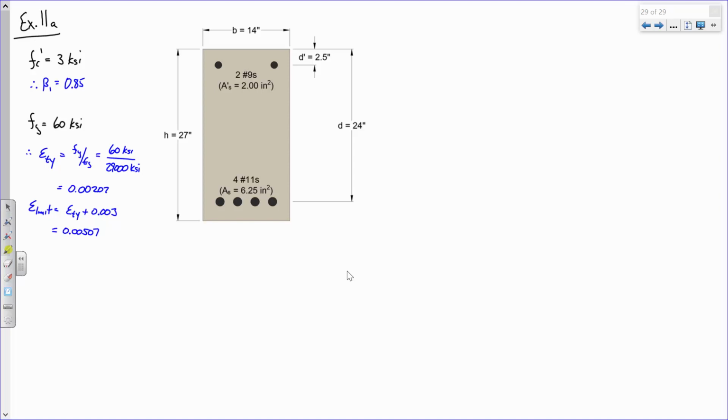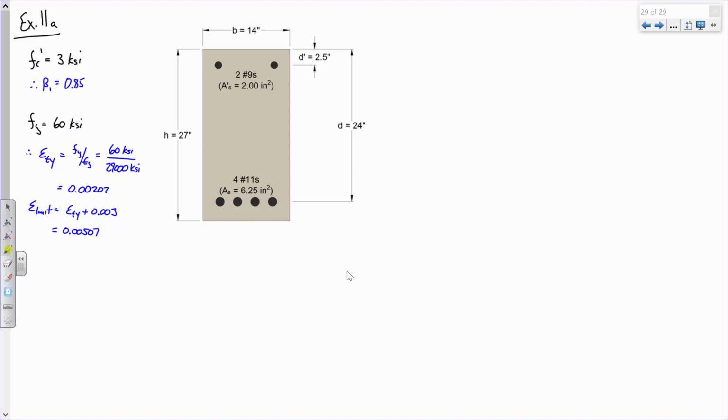Everybody with me so far? Okay. Now, the way that you analyze a doubly reinforced beam, what's the simpler case? If it yields or if it doesn't yield? If it yields, this is easier. So what we're going to do is assume that the compression steel yields, and then we're going to see whether or not that assumption is valid.